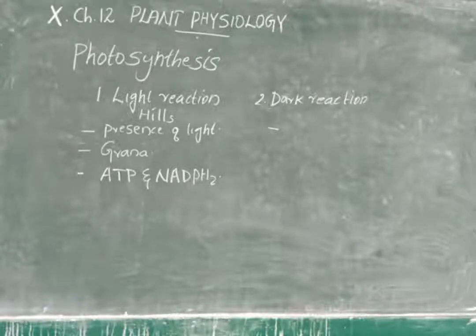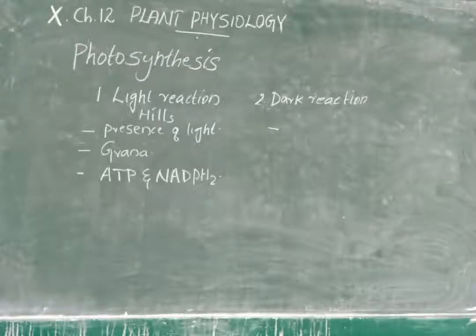Light reaction takes place in the presence of light, so it is called light dependent reaction. It was discovered by Robert Hill, so it is called Hill's reaction. It takes place in the grana of the chloroplast. The photosynthetic pigments absorb light and convert it into chemical energy, that is ATP and NADPH2. After that, these ATP and NADPH2 move out from the grana to the stroma. This is light reaction.